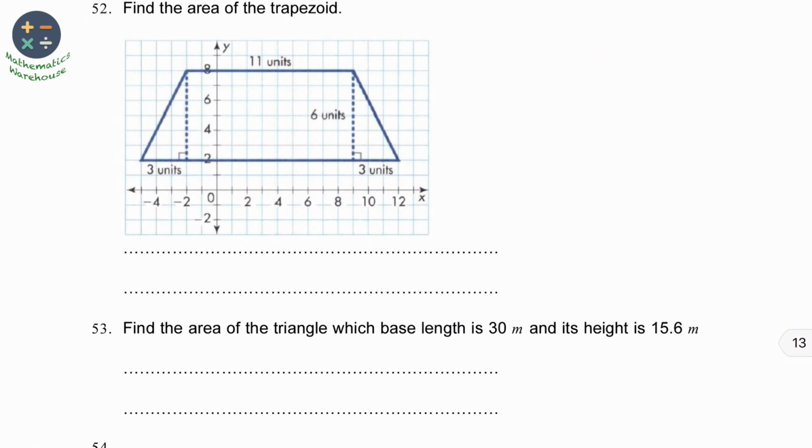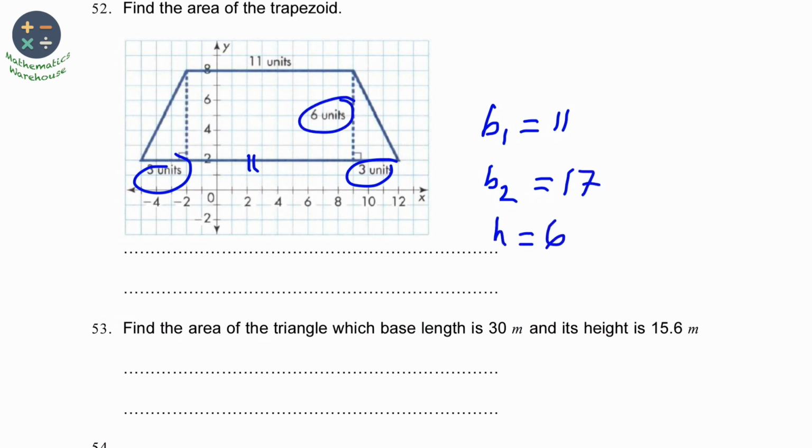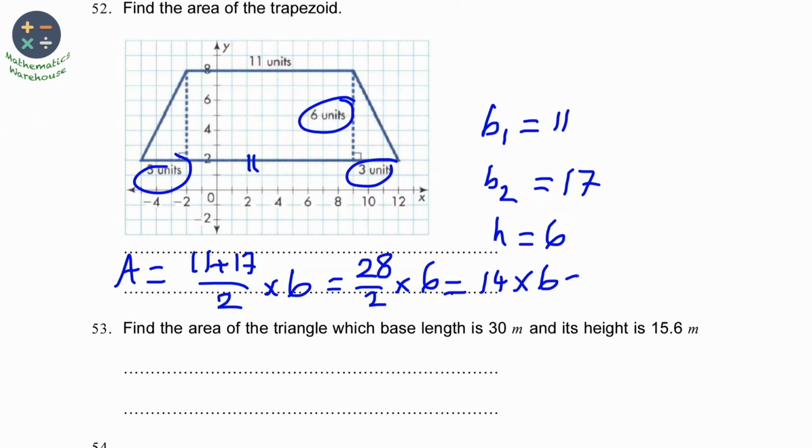Next question, find the area of this trapezoid. Here we have B1 equals 11, B2 equals 11 plus 3 plus 3, so we have 17, and the height here is 6 units. So now we can apply the rule, area equals the sum of two parallel bases divided by 2 multiplied by height. So area equals 11 plus 17 divided by 2 multiplied by 6 equals 28 divided by 2 multiplied by 6 equals 14 multiplied by 6, which is 84 square units.